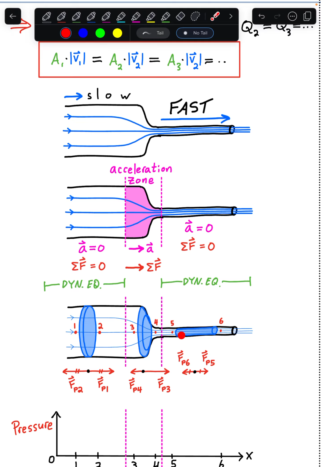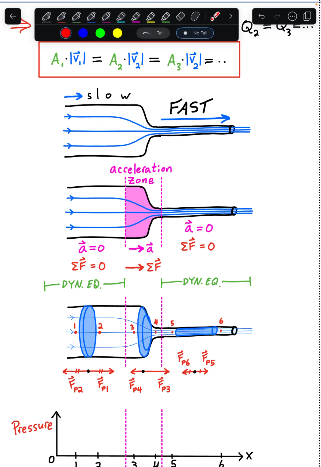So over here, back in dynamic equilibrium, moving fast now, this fluid element is feeling a pressure force from the fluid in front of it. That's 6 pushing back on this fluid to the left, and then the fluid behind it at 5 is pushing to the right on this fluid. That's the force from pressure 5. And those are, again, our balance. This is dynamic equilibrium, again, over here.